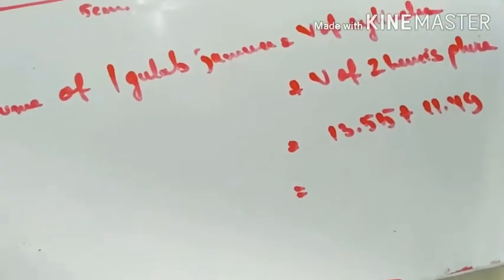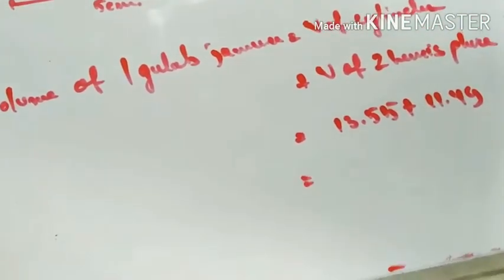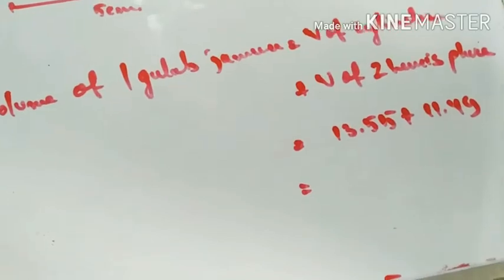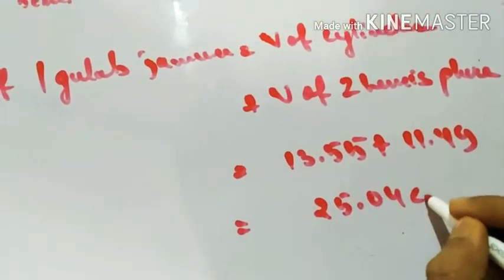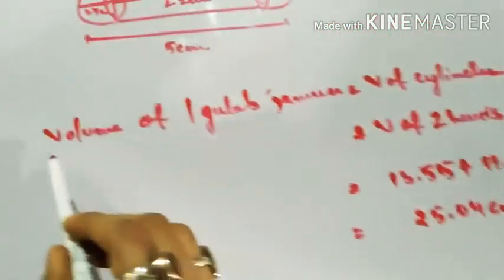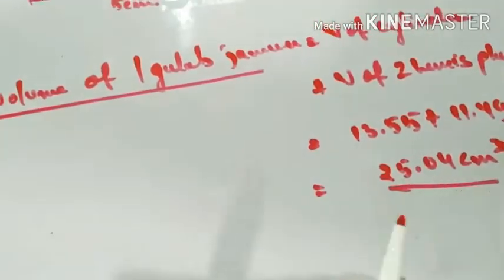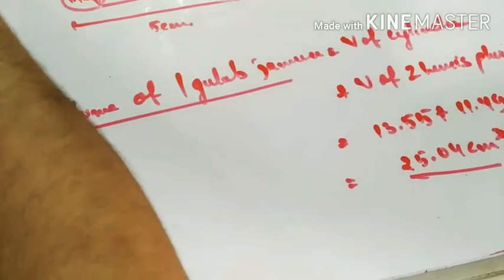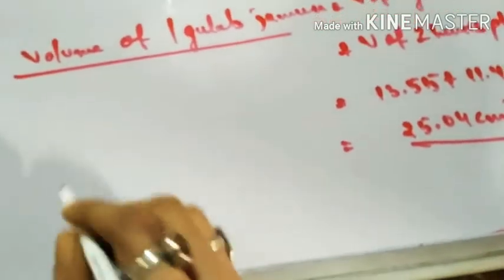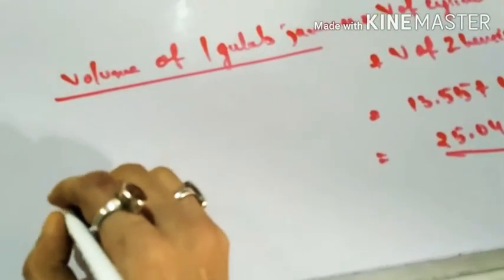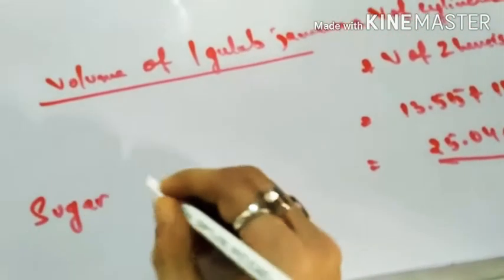So 13.55 plus 11.49 is equal to 25.04 centimeter cube. This is the volume of 1 gulab jamun. Now in the question it is saying that each gulab jamun contains sugar syrup up to 30% of its volume. So now I will find the sugar syrup.